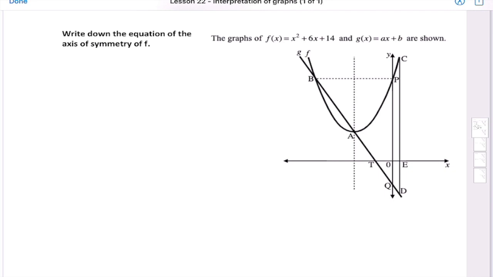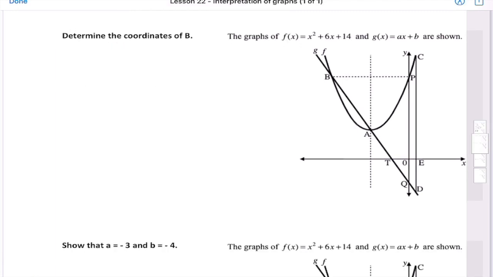In this question, we want to look for the equation of the axis of symmetry. We did that earlier on already. We said at A, the turning point is negative 3, 5. Therefore, the equation of the axis of symmetry should be x is equal to negative 3.